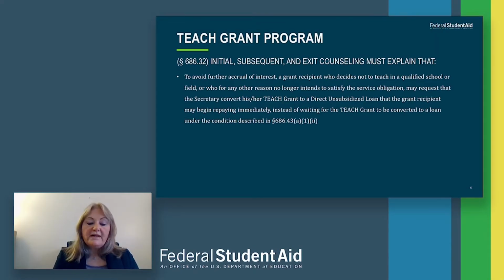If the recipient requests this loan conversion as soon as the recipient decides that he or she no longer intends to satisfy the service obligation and begins repaying the loan, this would reduce the amount of interest the individual must pay on the converted grant because interest would be charged from the date of each Teach Grant disbursement.